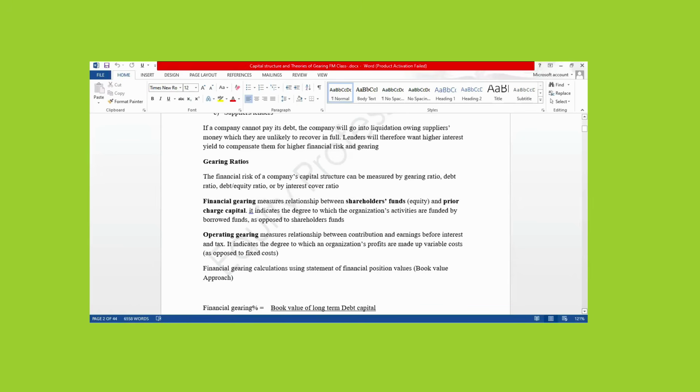Financial gearing measures the relationship between long-term debt and shareholders' fund. It is used to measure the level of financial risk.